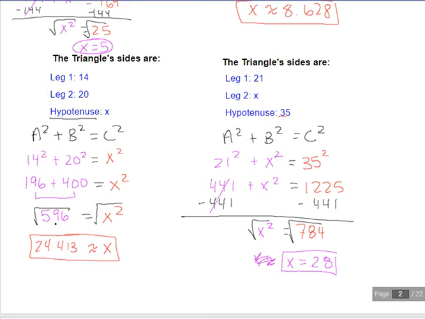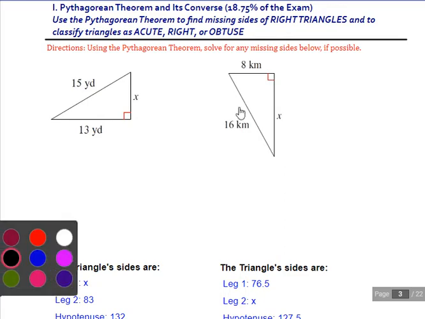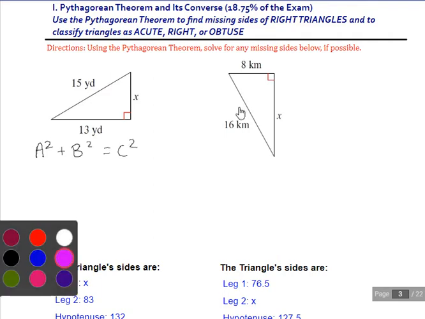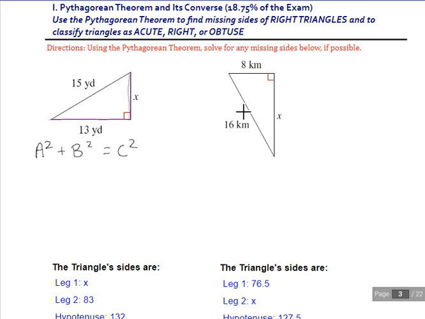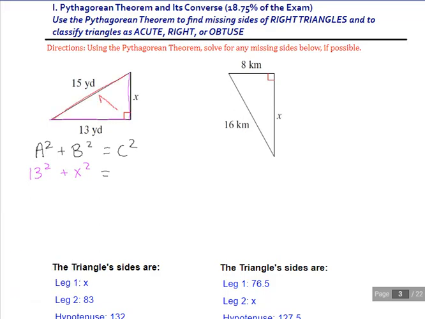All right, so on page 2, and again, this is set up so you have multiple rounds of practice. We're going to just repeat what we did before. We still have right triangles. We still have 2 of the 3 sides of a right triangle, and so we can still use Pythagorean theorem. So a squared plus b squared is still equal to c squared. Our 2 legs still have to be touching the right angle. So we have 13 squared plus x squared. And our hypotenuse still has to be across from the right angle, opposite the right angle. And so that's going to be 15 for my c value.